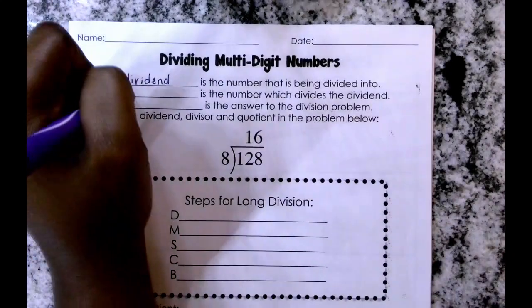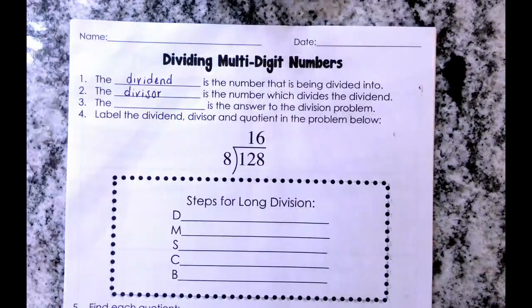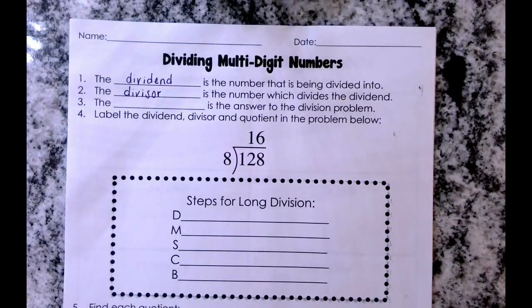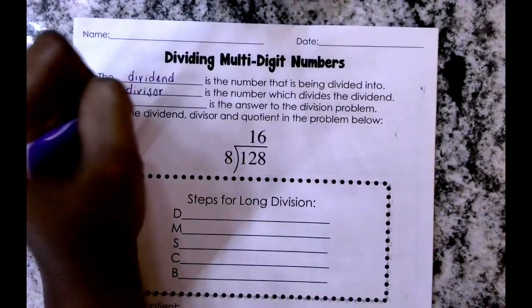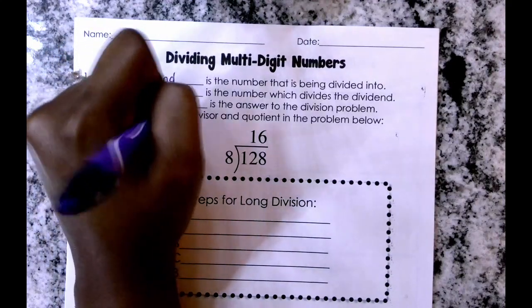The divisor is the number which divides the dividend. So, I have 32 pencils and I'm trying to divide that by 8, break it into groups of 8. Lastly, the quotient is the answer to a division problem.